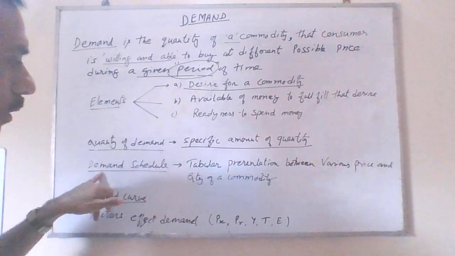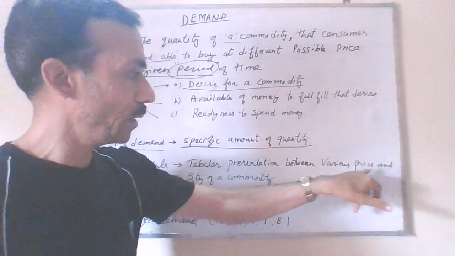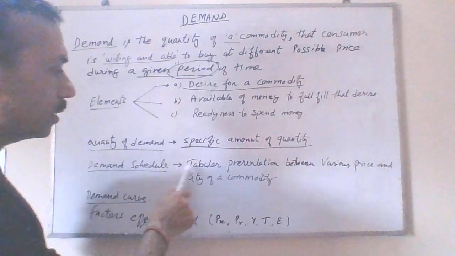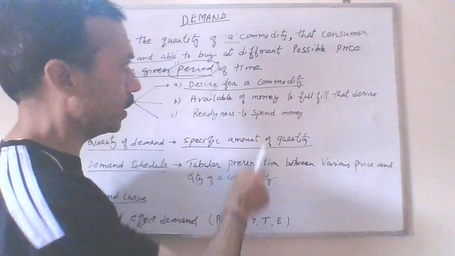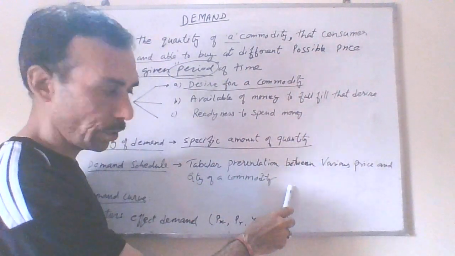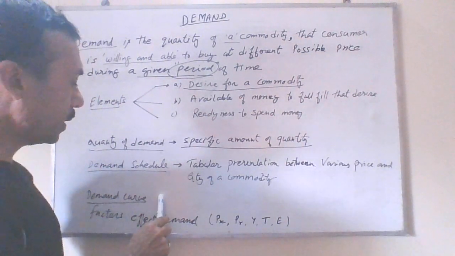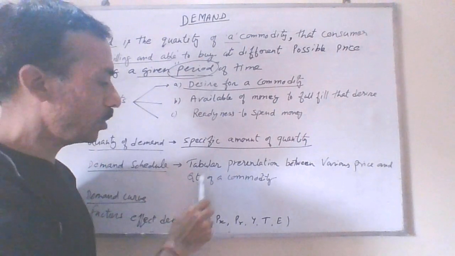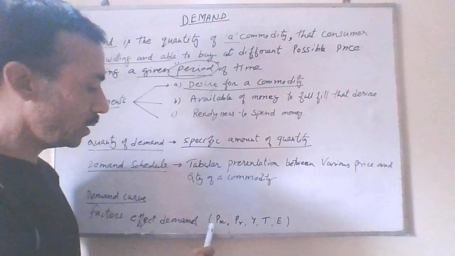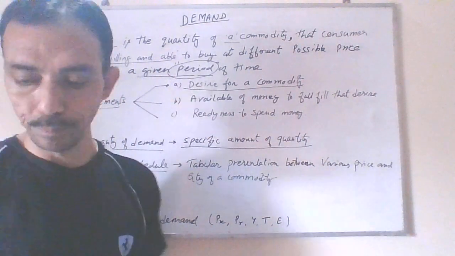Demand schedule. A demand schedule is a tabular presentation of various prices and quantities of a commodity. It is simply the presentation of demand in terms of price and quantity of a commodity. The next is the demand curve. A demand curve is a graphical representation of the demand schedule. The last one is the factors affecting demand. Now, we discuss every point in detail.